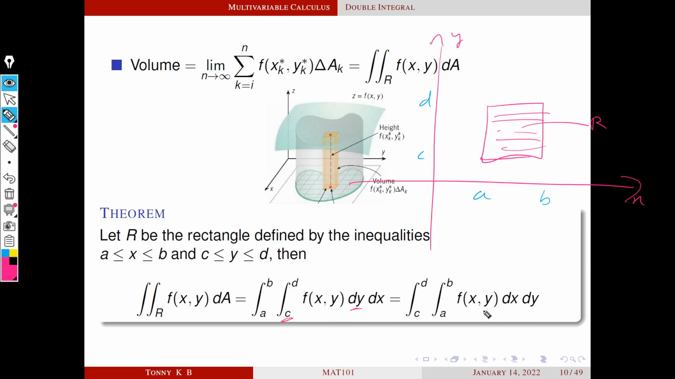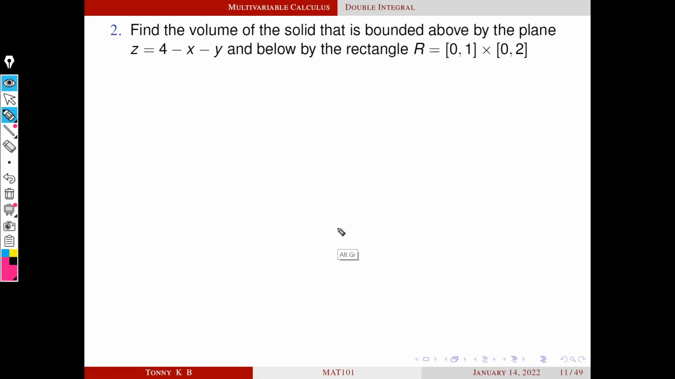Or you can use this formula. You can interchange the integration. Integral c to d, integral a to b, f(x,y) dx dy. Here first we integrate with respect to x. That's why here the limit is a to b, because x is varying from a to b. Clear? That means we can evaluate these types of double integrals using iterative integrals if the region is rectangular, because this formula is almost impossible to evaluate.